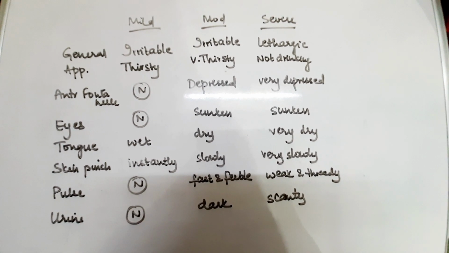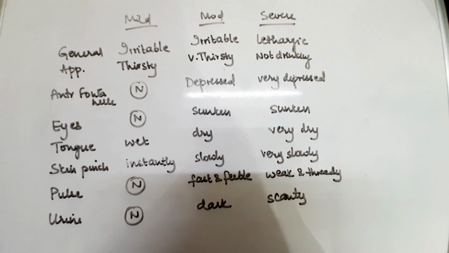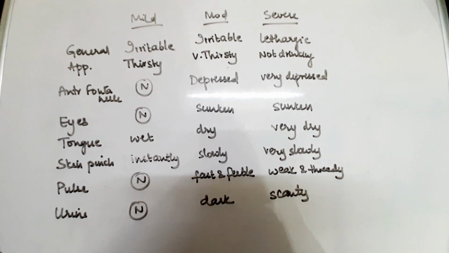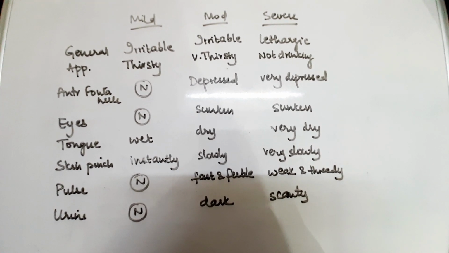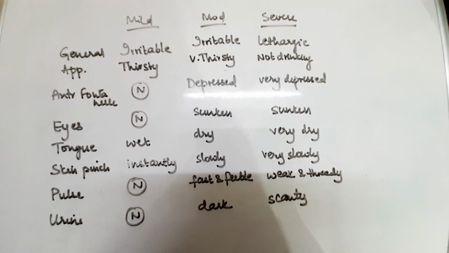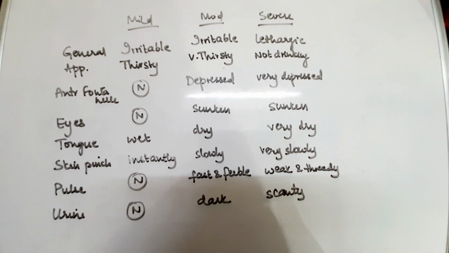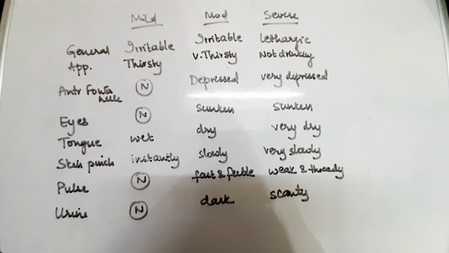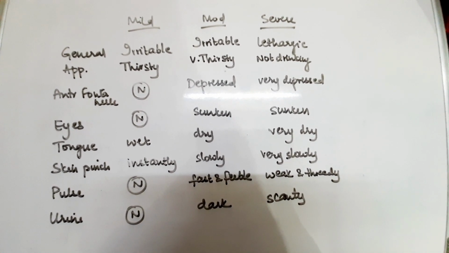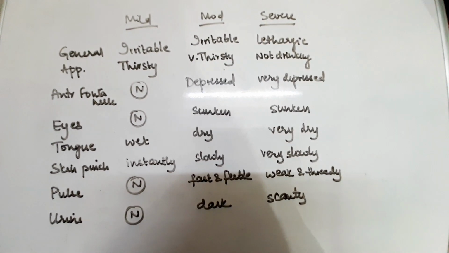Whereas in moderate dehydration, the child will be irritable and very thirsty, anterior fontanelle will be depressed, eyes will be sunken, tongue is dry, skin pinch goes back slowly, pulse is fast and feeble, and the urine is dark. But in severe dehydration, the child will not drink water at all. The child will be lethargic. Anterior fontanelle will be very depressed. Eyes are again sunken. The tongue is very dry. Skin pinch goes back very slowly. Urine output is very scanty. And pulse is weak and thready.